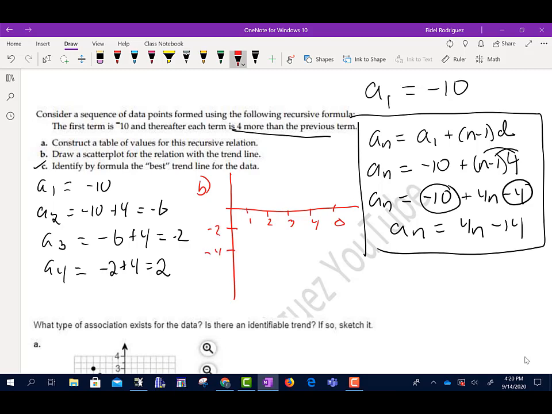-2, -4, -6, -8, -10, say a +2. Okay. And so we know the first term is right here at -10. The second term is over here at -6. The third term is here at -2. And the fourth term here is at +2, right? And my trend line is going to look something like that. Okay. And then again, this was part C.